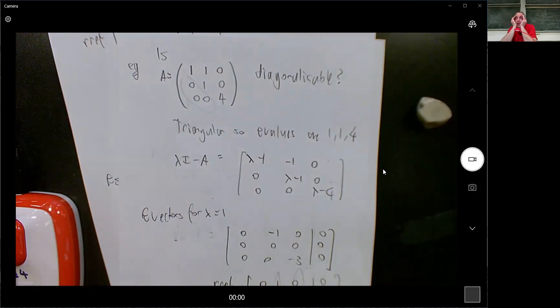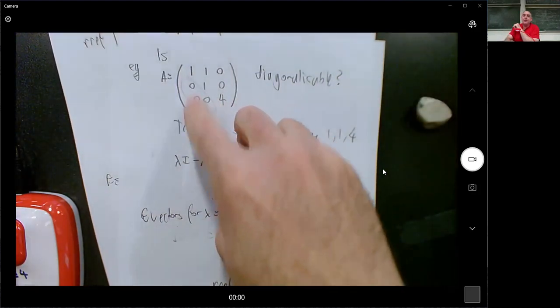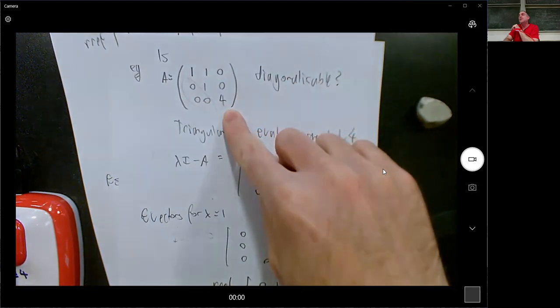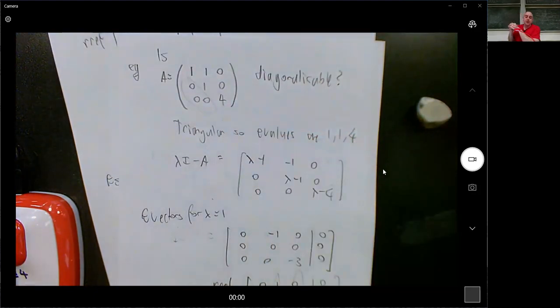Eigenvalues aren't in 1A. But you are correct. If all of these are zero, then the eigenvalues are there. Or if all of these are zero, then the eigenvalues are there. So if you don't have enough zeros on both halves, then you're just going to have to do it properly.